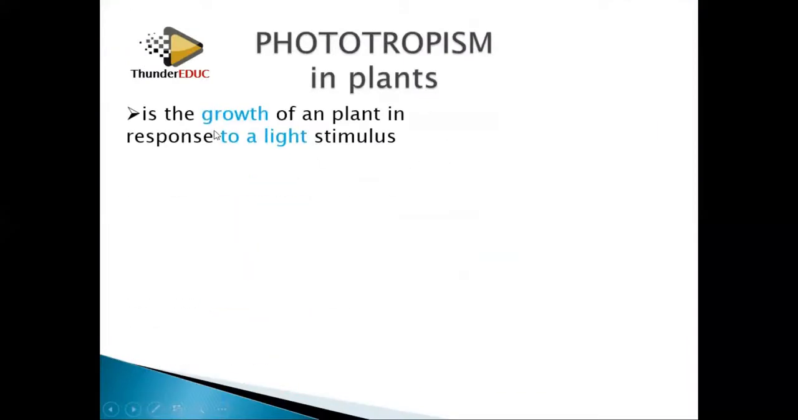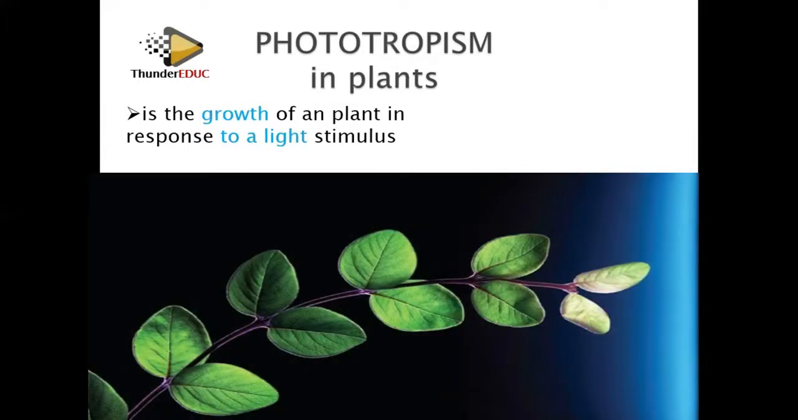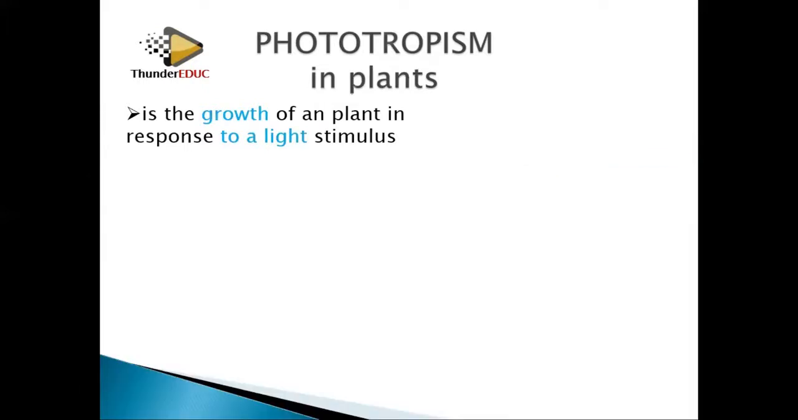Phototropism in plants is the growth of a plant in response to light. So it could be positive or it could be negative. We are not talking about which part of the plant. We are talking about growth of the plant. It could be a root, it could be a shoot. If it grows towards the source of light, then we say that it is positively phototropic. If it is growing away from the light, then we say that it's negatively phototropic.